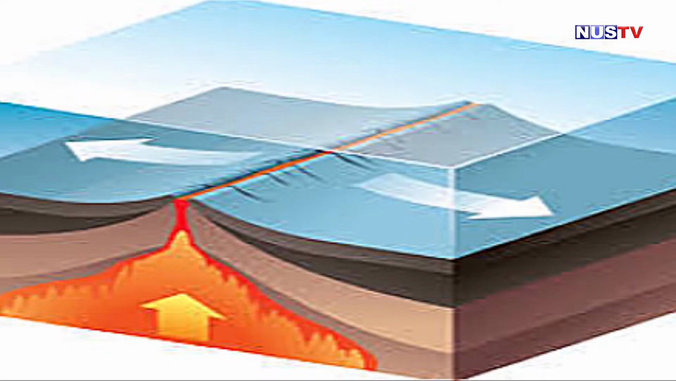What happens here is two plates moving away from each other. And when these two plates are moving away from each other, it allows magma to rise from deep within the earth and erupts to form new crust or lithosphere.